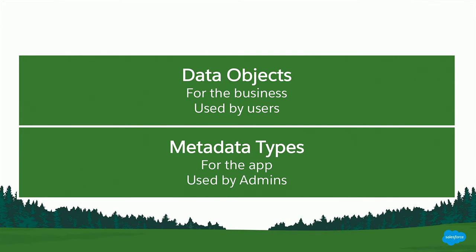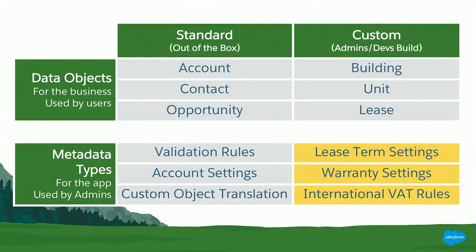So we've got data objects that are for the business, and this is what your users actually see. But then we also have metadata types. That is what you as admins and devs see on the back end in setup. And those are also objects in a way. So within each of those, we now have standard and custom. So your standard data objects, your accounts, contacts, opportunities, all the stuff that comes out of the box.